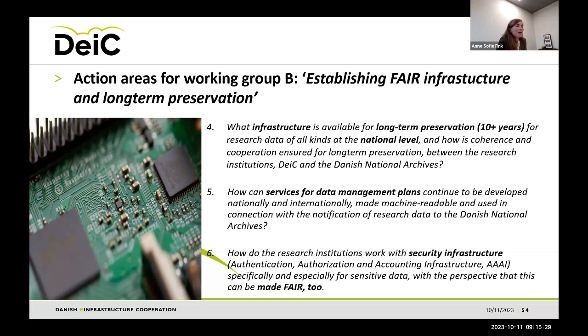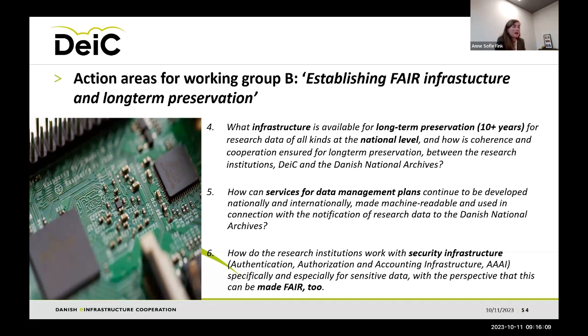Action area 5, how can services for data management plans continue to be developed nationally and internationally, made machine readable, and used in connection with the notification of research data to the Danish National Archives. Here we want to survey how our data management plans support research, and how can we cooperate, because for some research projects, researchers need to offer their data to the Danish National Archives, and this should be done as easily as possible.